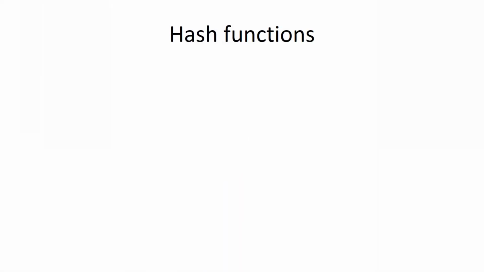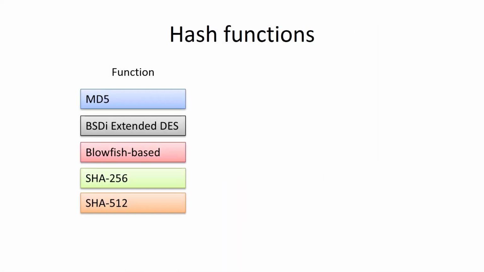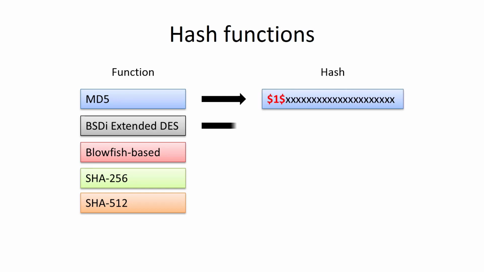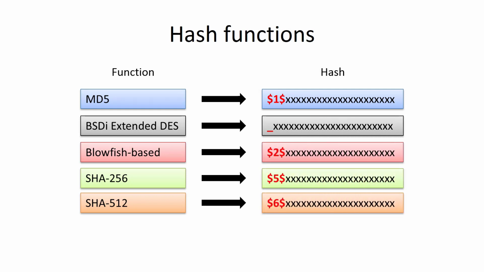Now let's talk about supported hash functions. Linux and Unix systems support different methods to calculate password hash. But now, on many systems, the last two methods are most preferable. To distinguish these functions, Linux inserts special signs in front of the hash, so you can easily identify the hash function.